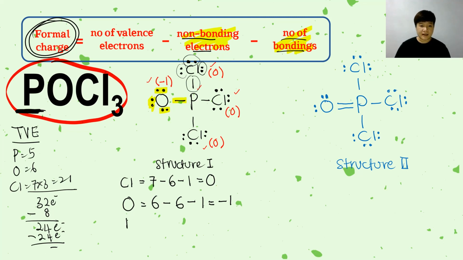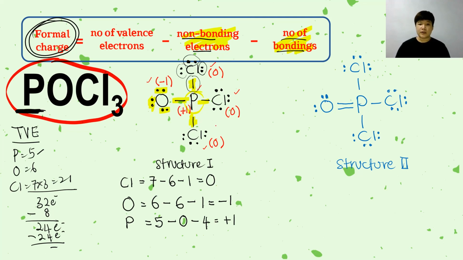Last but not least, let's calculate for phosphorus. Phosphorus, valence electron 5, minus non-bonding electrons. There is no non-bonding electron around the phosphorus, so minus 0, minus the number of bonds. Phosphorus has 4 bonds around it. Therefore, minus 4. 5 minus 0 minus 4, positive 1. So phosphorus will be positive 1 in this structure.